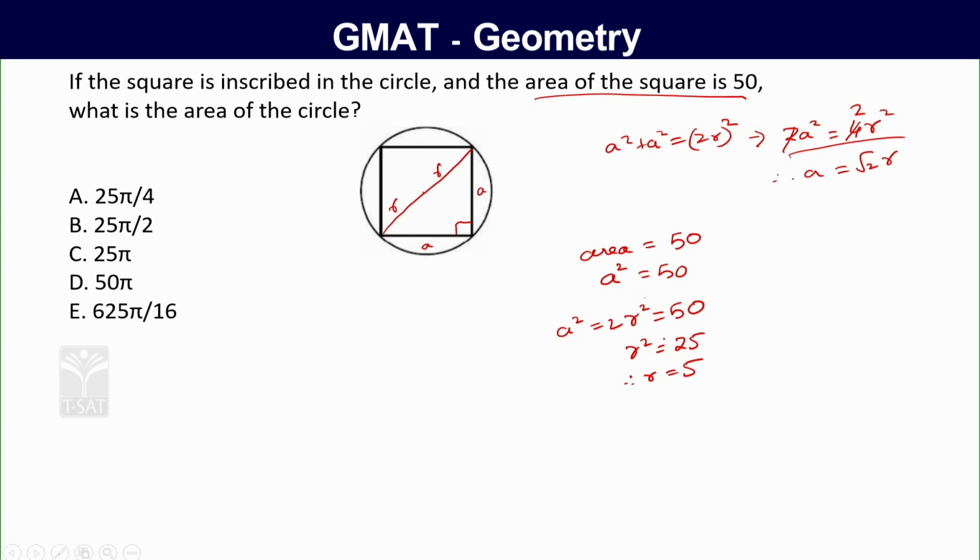And they are asking what is the area of the circle. Area of a circle is given by pi R square. So it comes out to be pi into 5 square, which is 25 pi. This is option C. Answer is option C. We first calculated, substituted what area is. A square is equal to 50, and we also got this equation where A square is equal to 2R square. By substituting that, you are getting your answer.